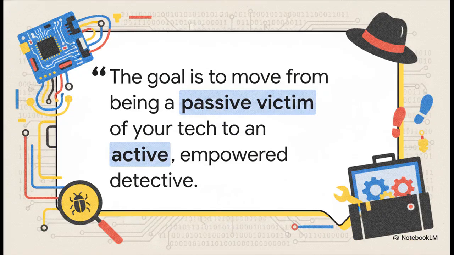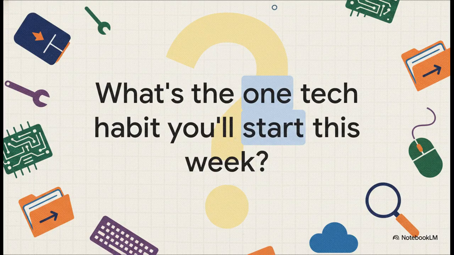So when you boil it all down, what we're really talking about here is a change in mindset. The whole point is to stop being a passive victim of your technology, to stop feeling helpless when something goes wrong. By learning to speak its language and having a plan, you become an active, empowered detective. You're the one in charge. And that really brings us to our final thought for today. We've covered a lot, from playing detective with weird sounds to doing these proactive health checks.